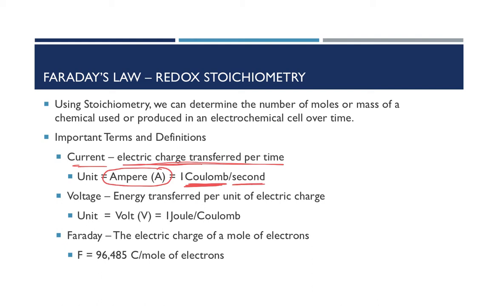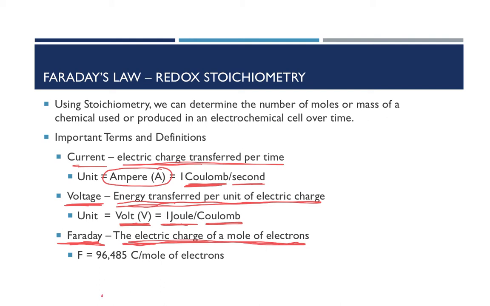second. Second term that we need to know is voltage. This is the energy transferred per unit of electric charge. So this is a measurement of how much energy we get per coulomb. We may use the volt to measure that, and the volt is a joule of energy per coulomb. And the last is the Faraday. The Faraday is simply the electric charge of a mole of electrons, and that's where we get Faraday's constant from. So Faraday's constant is 96,485 coulombs per mole of electrons.